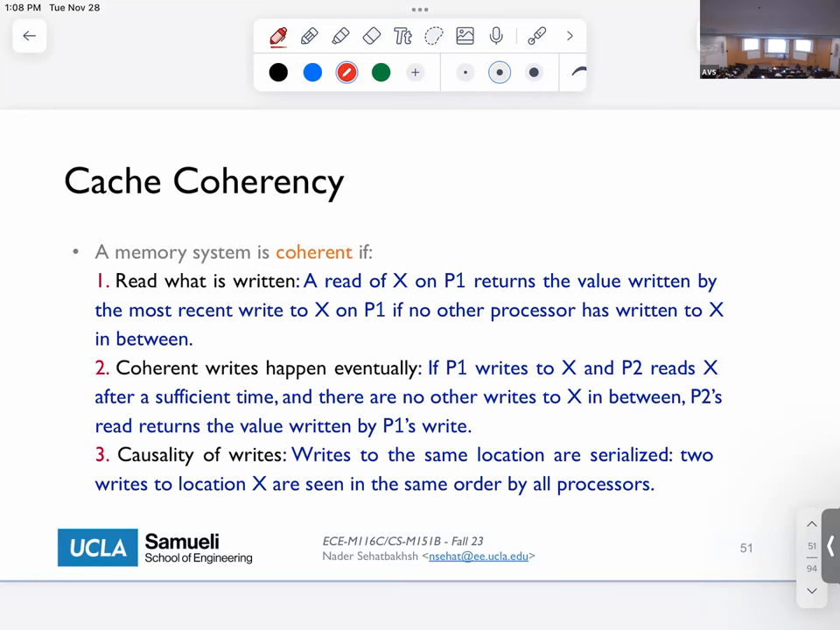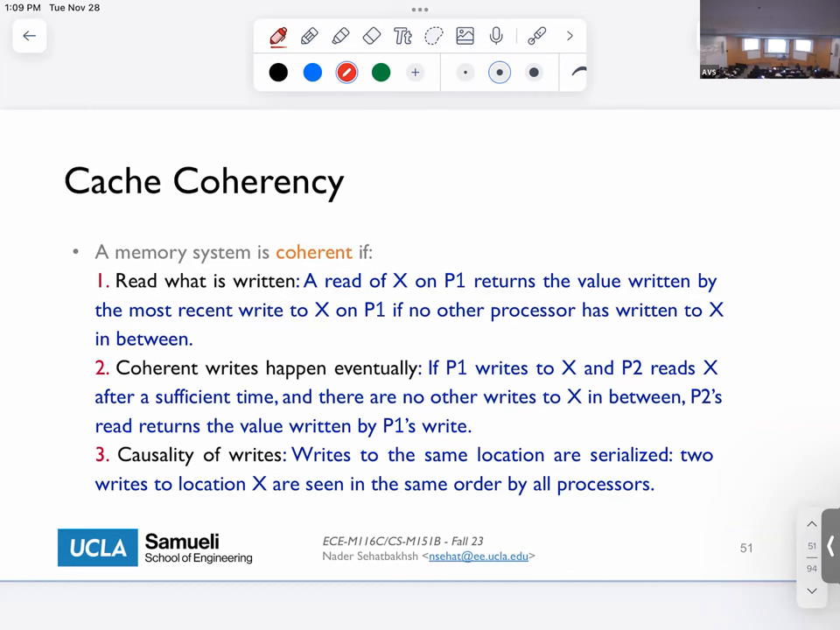And let's just start with the definition of what is a coherent cache. What do we want to have in a multi-core system, okay? We call a cache coherent if you have these three things, okay? We basically say read what is written. So essentially every core needs to see what is written by itself and by other cores, okay? If at any given point we see the most updated thing in my own private cache, then it's guaranteed I'm going to have a coherent system, right?